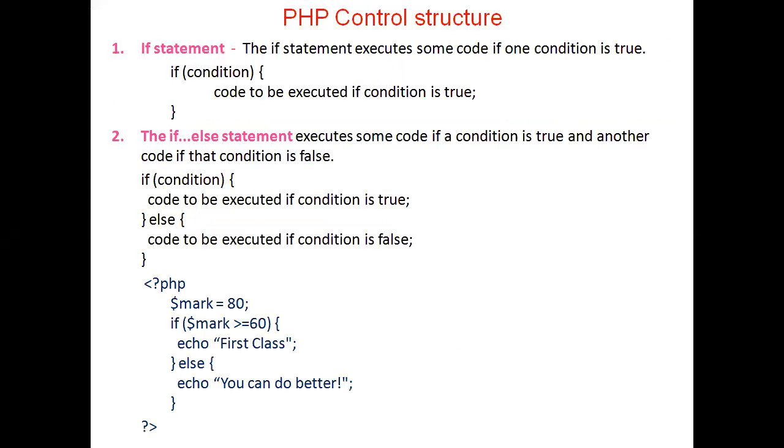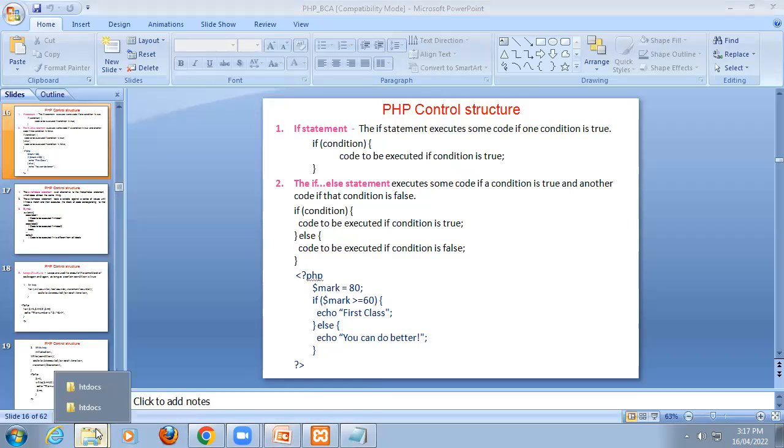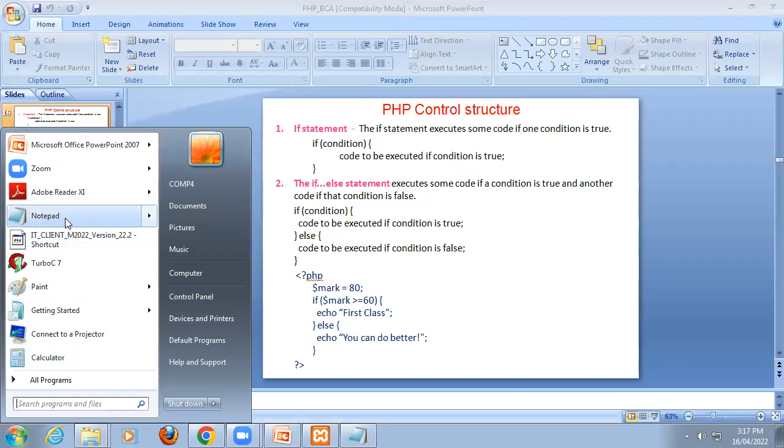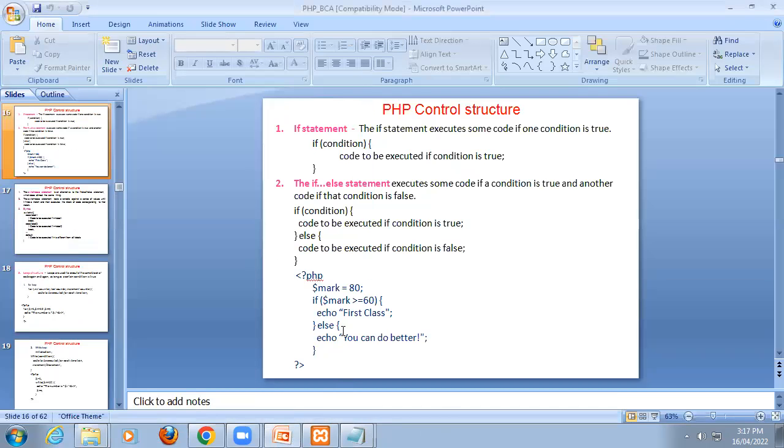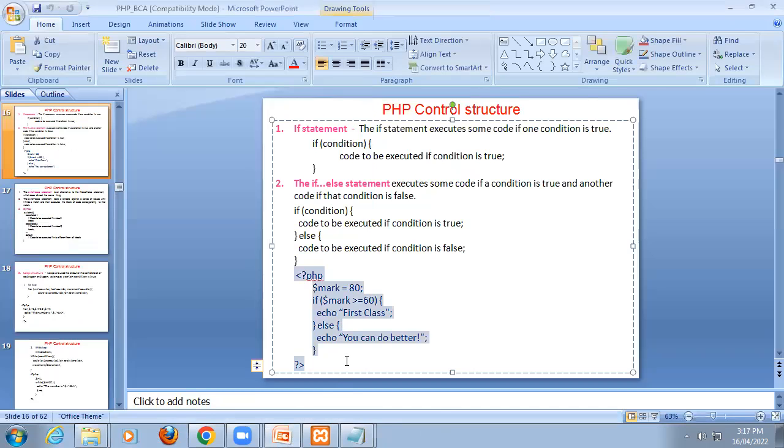Okay. Now we just go to the if statement. We will just refresh the control structure, that is the if statement. Then another part is the if and else part. Okay, now we are going to run this program. So I will show you. Just open Notepad, I will just copy and paste this code into Notepad.